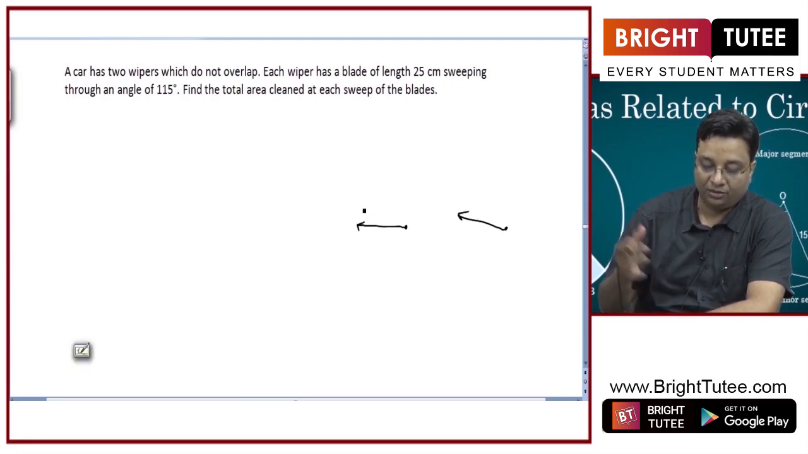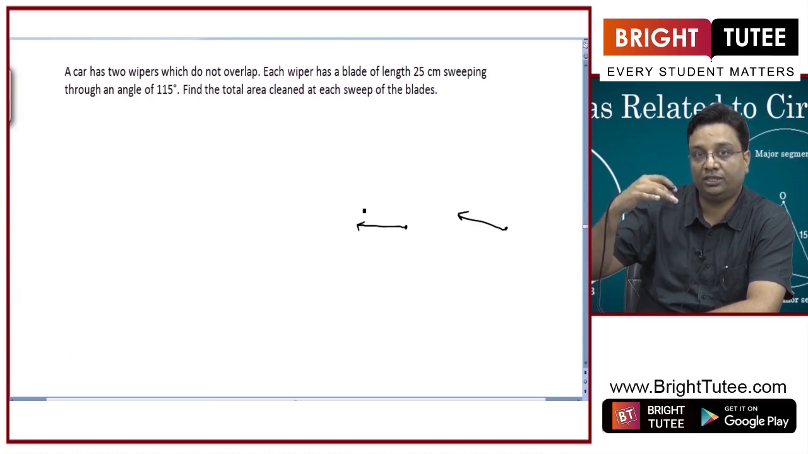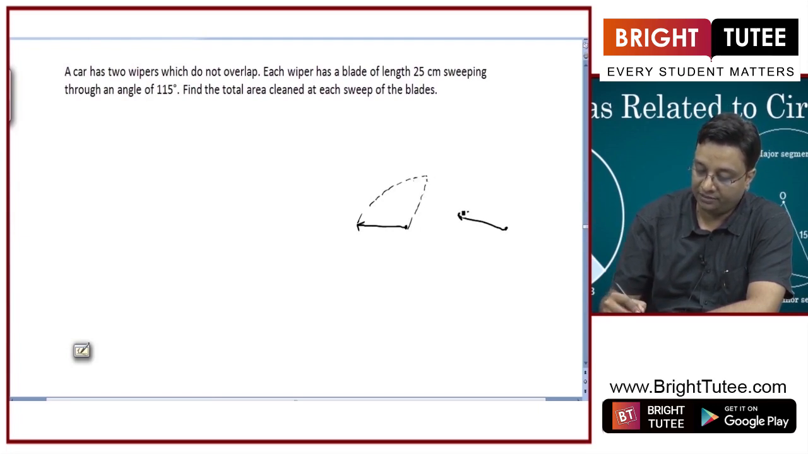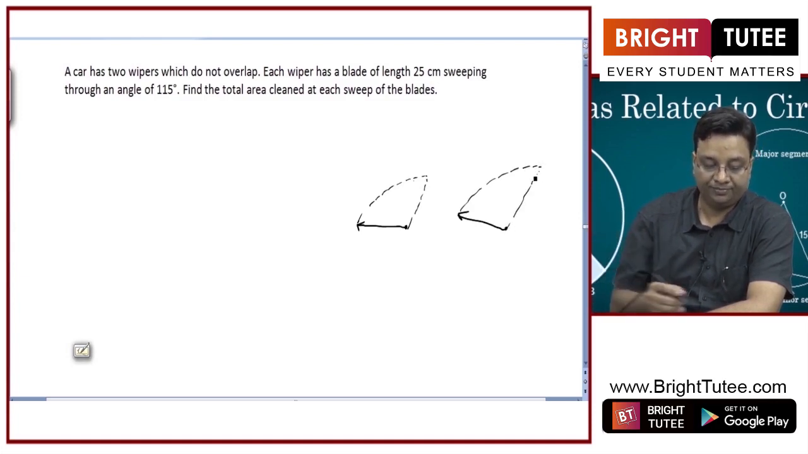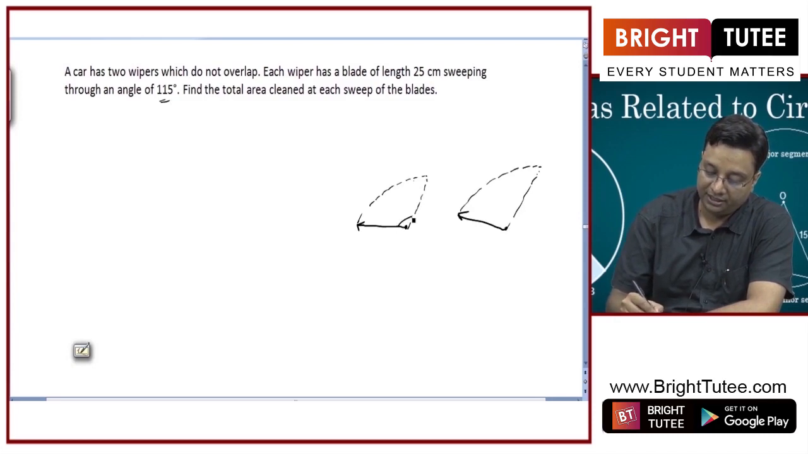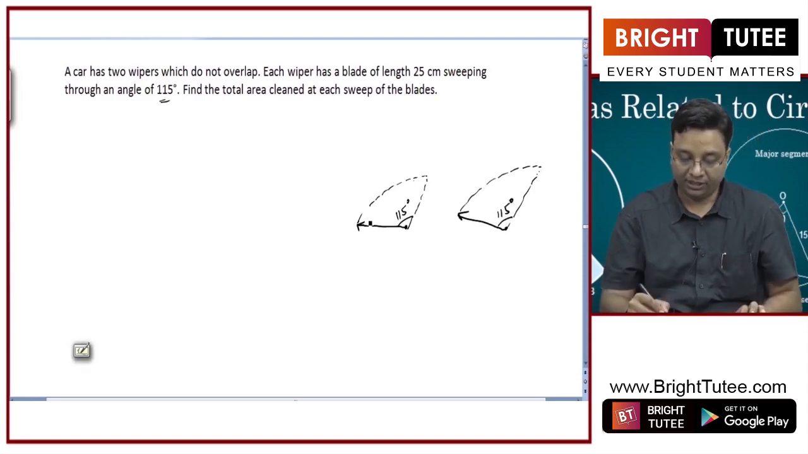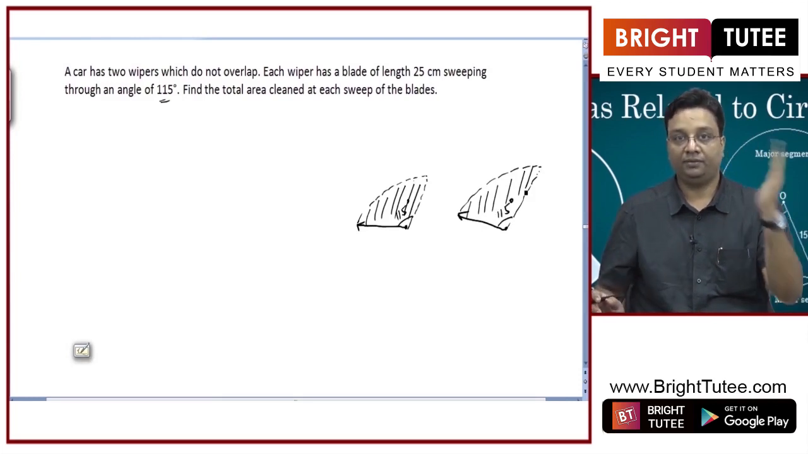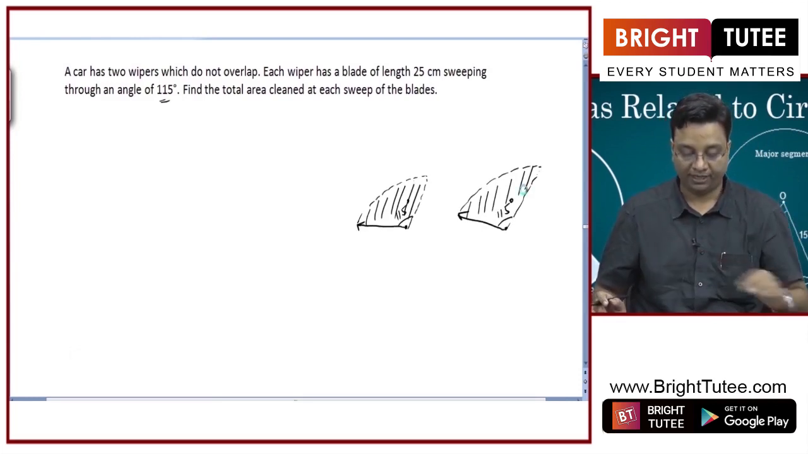When it rains or when there is water on the windscreen, you can move the wiper like this, right? Let us say one wiper comes here and this wiper comes here, cleaning the windscreen of your car, right? And this is the angle that the wiper sweeps through. So this area is being cleaned by this wiper in one sweep, right?